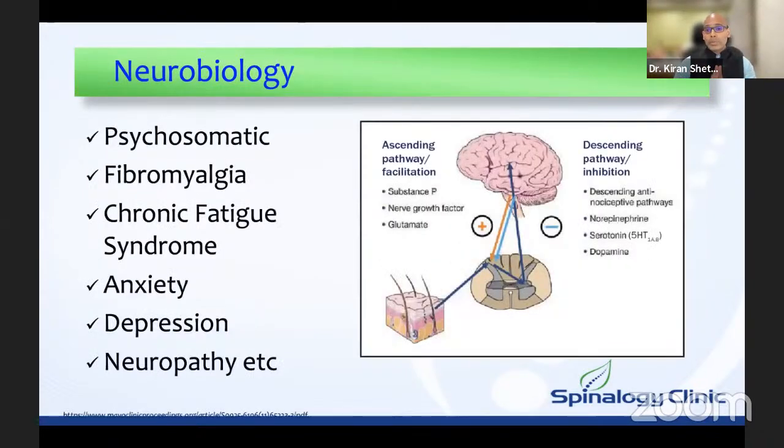I am coming to neurobiology now. I have kept this a little late because most of the time, when we don't find anything on the X-ray, MRI or imaging, we label the patient as supratentorial. I think we should avoid that and try to find if there is actually some reason for it. Then at the end you can say that probably the patient has psychosomatic pain, probably some kind of mental trauma has happened. Many times chronic fatigue syndrome, anxiety and depression might be associated with chronic low back pain.